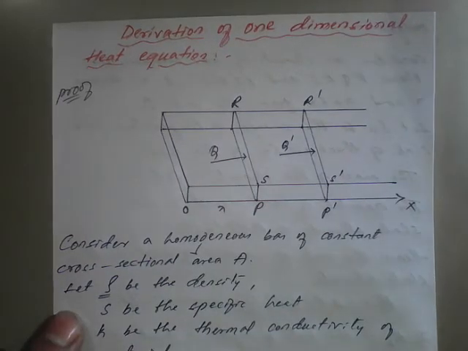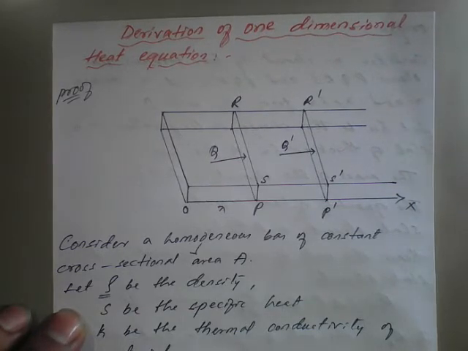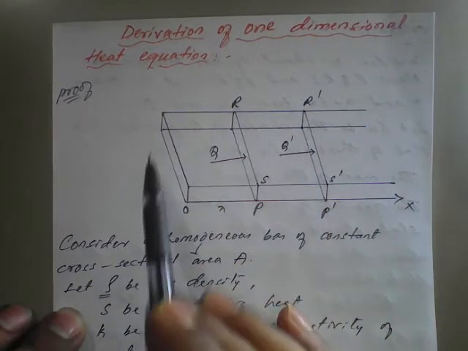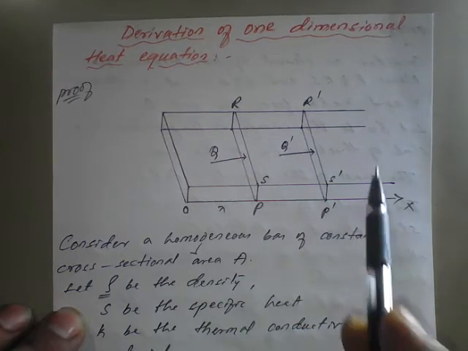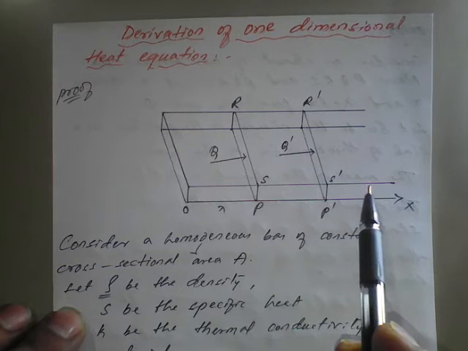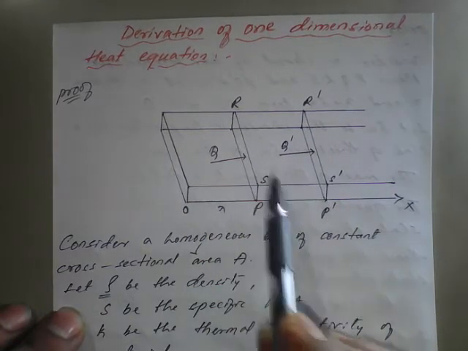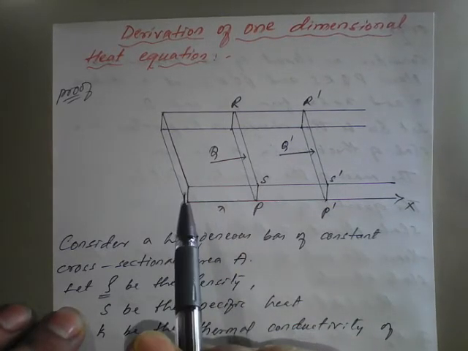Now, in today's class, we'll see the derivation of the one-dimensional heat equation. This will also come under partial differential equations. This is a rod, or bar. Using this, we are going to prove how heat will transfer from the initial point to the end point.